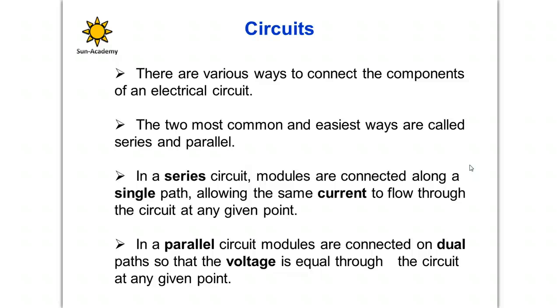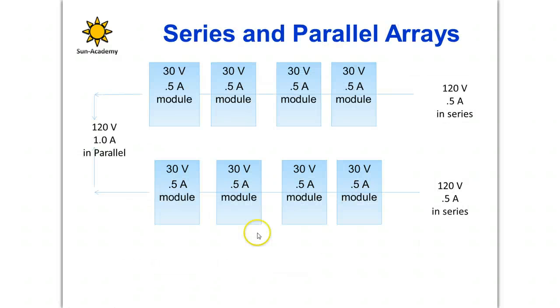In a parallel circuit, modules are connected on dual paths so that the voltage is equal throughout the circuit at any given point. Series and parallel arrays. Here we see 4 solar panels connected in series and another 4 connected in series below. These two arrays, 1 and 2, are connected in parallel.